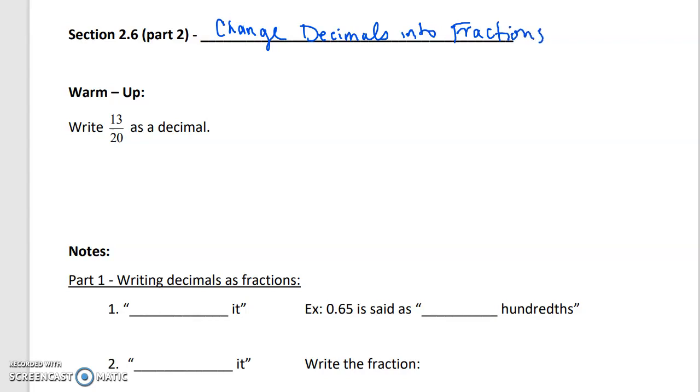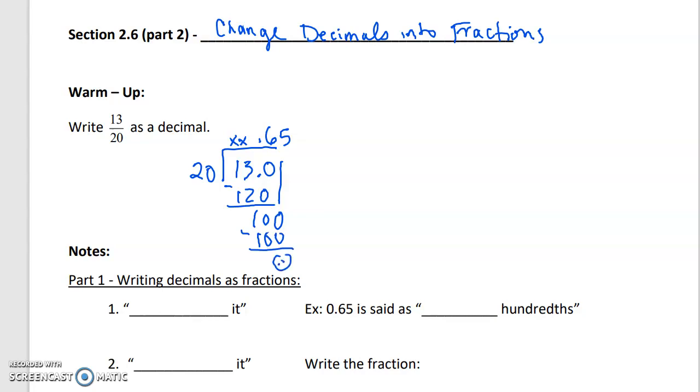So for our warm-up, let's just take a look again. How do we change a fraction into a decimal? Well, we can divide. And since 13 is smaller than 20, we add a 0. 20 doesn't go into 1 or 3. 20 goes into 136 times. And we get a 10, and we bring that down. 20 goes into 105 times, and that is done.